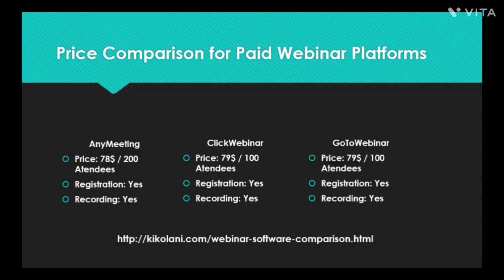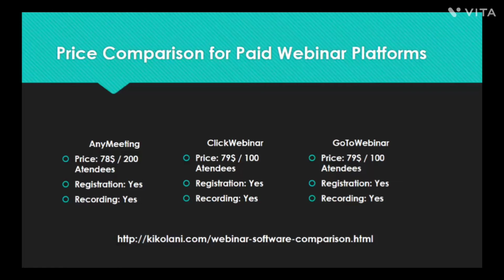Then we have Click Webinar, which in my opinion has a better interface than AnyMeeting. It's more user friendly, so to say. The price starts at $79 for 108 attendees, which is actually a better price than most of the platforms, but it's like an average. It's worse than AnyMeeting, as you can figure out. It has registration forms and landing pages, which is okay, reminders, which is okay, and it also records your webinar, which is okay, because in the future you may want to use your replay of the webinar.